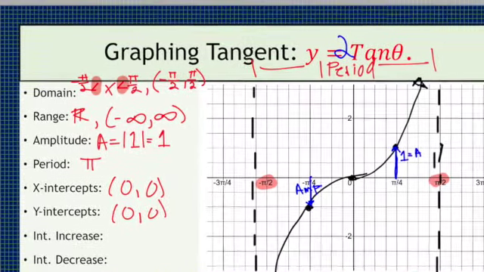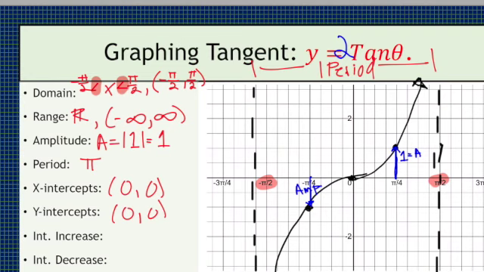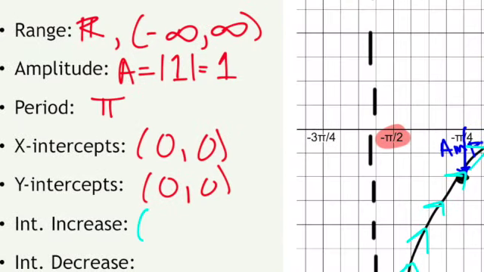Intervals of increase. So whether the tangent is positive or negative is going to determine whether it's increasing or decreasing. This graph is going to be increasing the entire way, right? If we look to the right, it's going up as we go to the right the entire time. Looks like it kind of flattens out here, maybe for like a second, but it's going to continue to increase. So for this graph, it is increasing on the entire interval, right? So from negative pi over 2 to pi over 2.